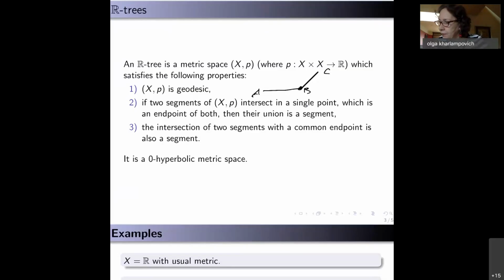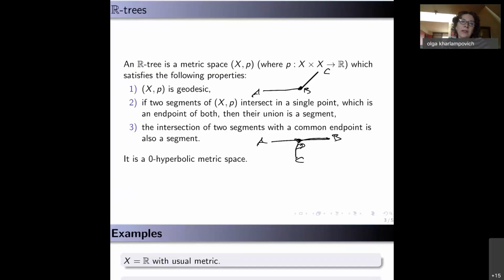Like if we have something like this, there is a segment AB and BC. We go from A to B, we go from B to C, then BD is also a segment. It's also a geodesic.